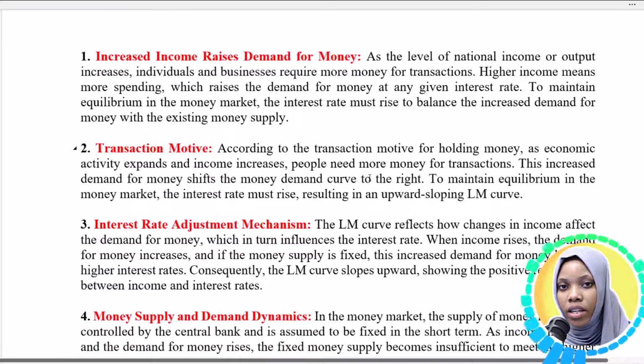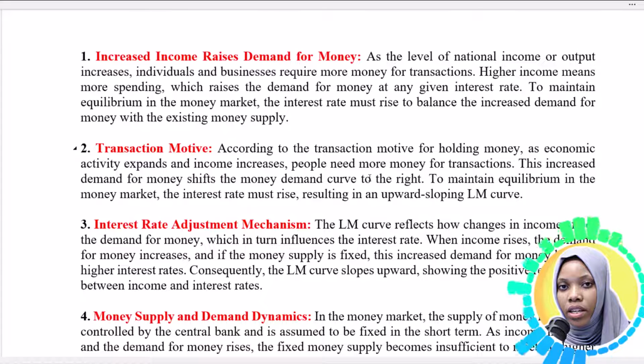Reason number 1 is increased income raises demand for money. How? As the level of national income or output increases, individuals and businesses require more money for transactions. Higher income means more spending, which raises the demand for money at any given interest rate. To maintain equilibrium in the money market, the interest rate must be raised to balance the increased demand for money with the existing money supply. The increased income raises demand for money. That is why it's positively sloping.